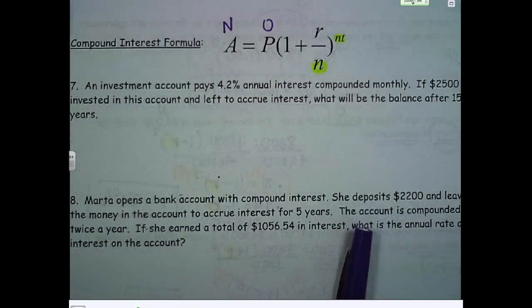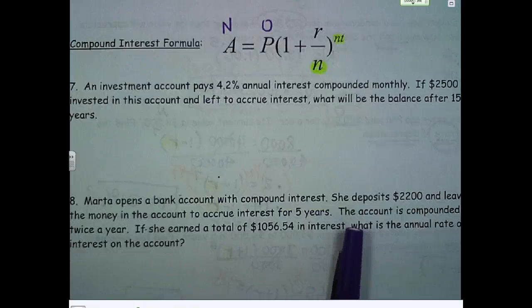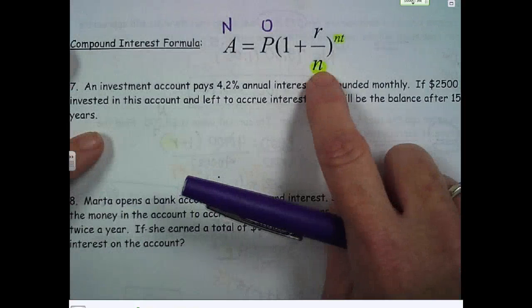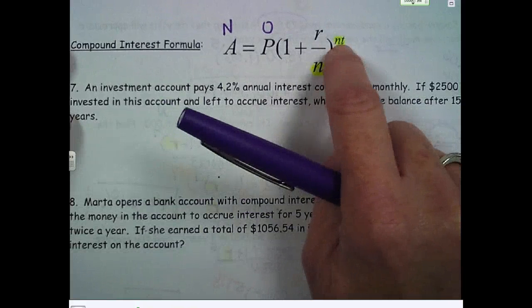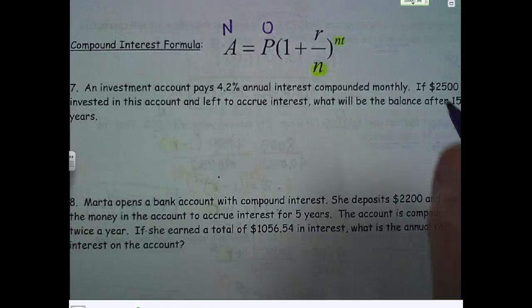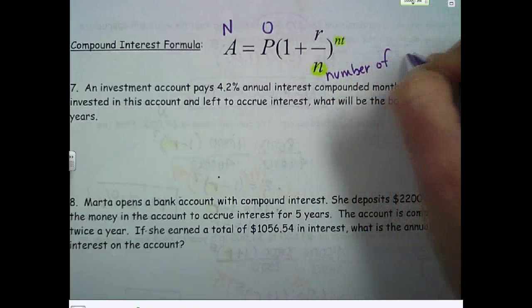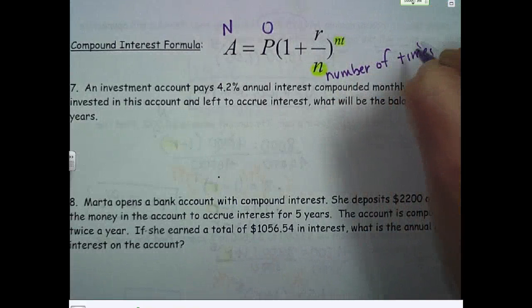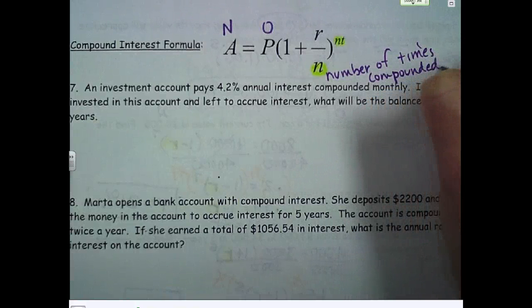Okay, so we're gonna skip number 6 and move to this formula. Guys, the formula is almost the same. The only difference in the formula is the number n. Okay, and n goes as a division under the rate, and it's also here with time. So n stands for the number of times that it's compounded yearly.